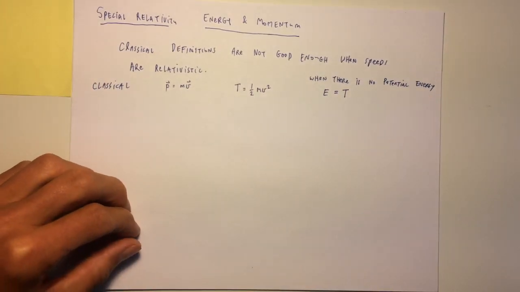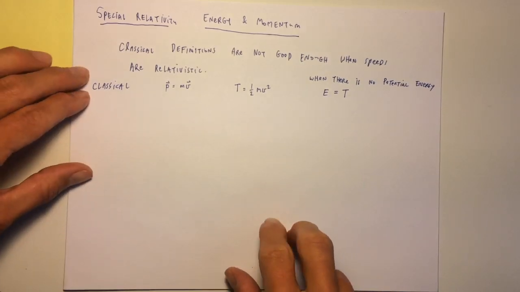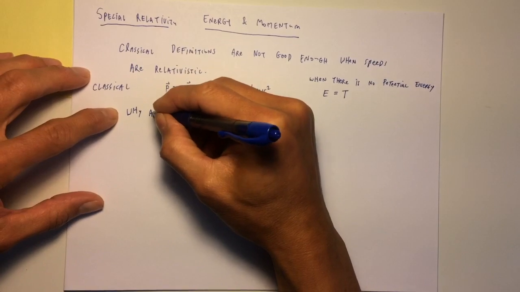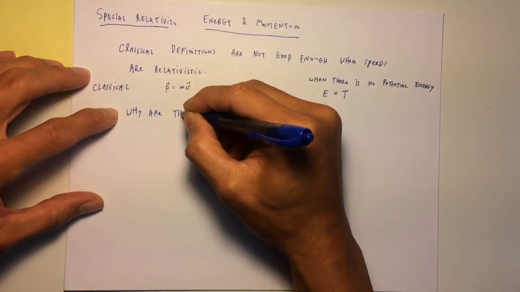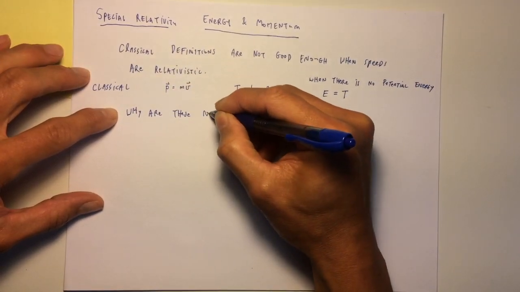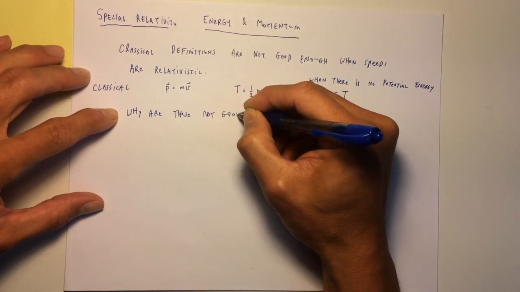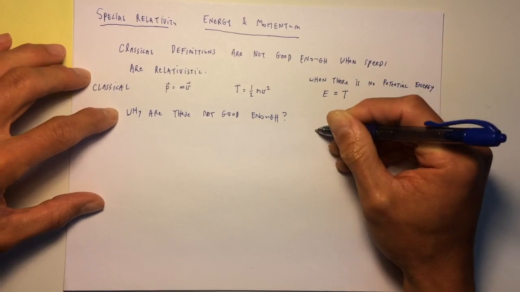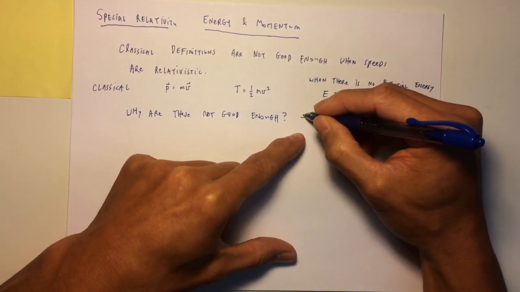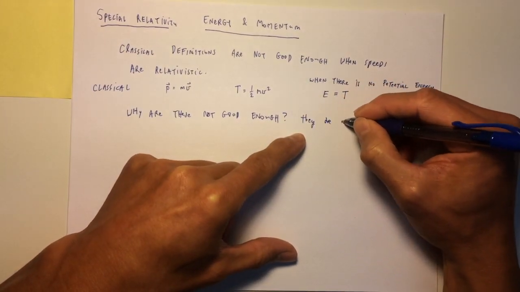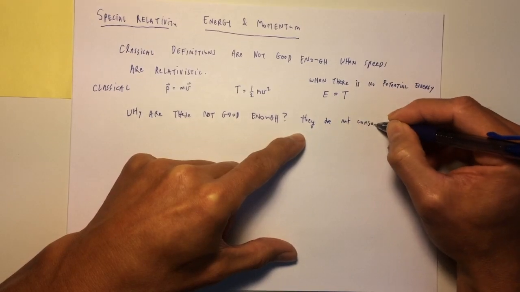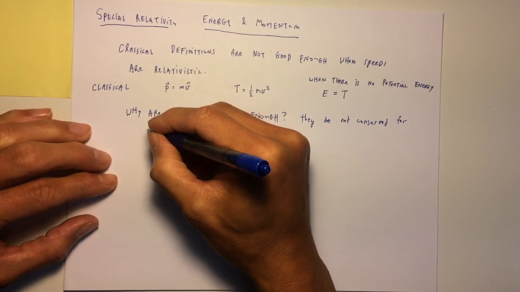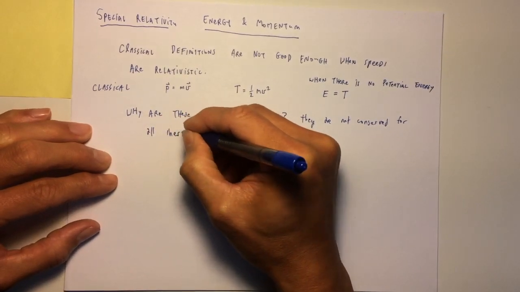The idea is, why are these not good enough? And the answer is they are not conserved for all inertial observers.